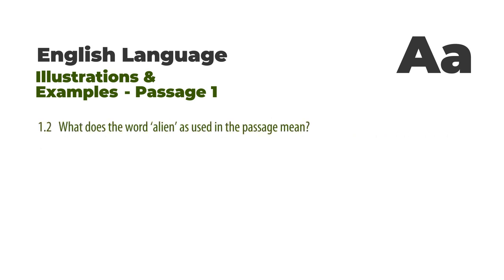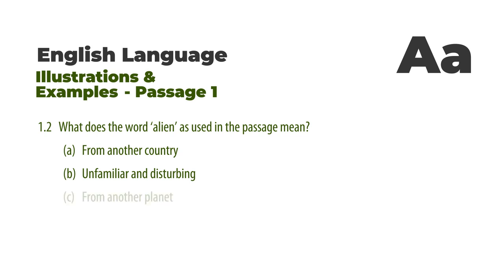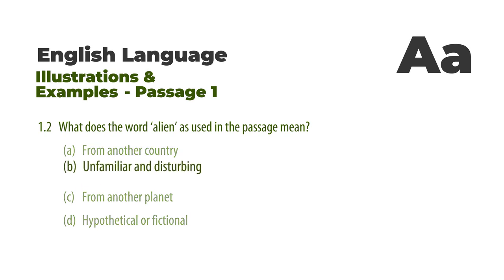What does the word alien, as used in the passage, mean? Here are your options. A. From another country. B. Unfamiliar and disturbing. C. From another planet. Or D. Hypothetical or fictional. The correct answer is option B.